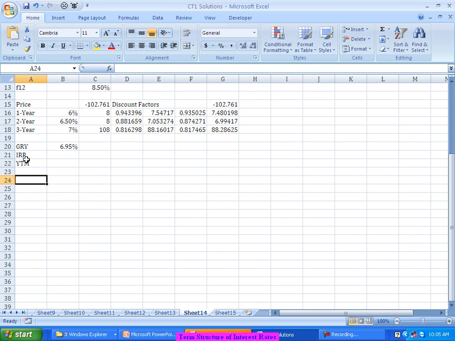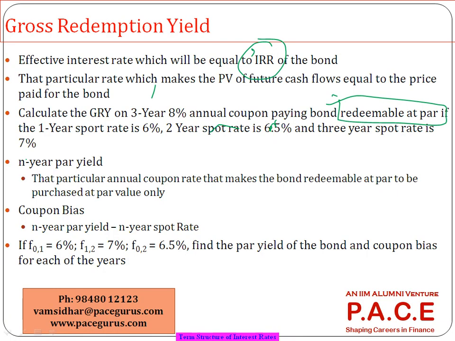So for every bond, to find out the gross redemption yield, a couple of things are required. You should be able to find out the price of the bond, and assuming that you are purchasing the bond at that price, what is the annual yield that you are going to get on that particular bond. That is what we are calling as the gross redemption yield of the bond, or the YTM, yield to maturity of that particular bond. So that is the numerical here.